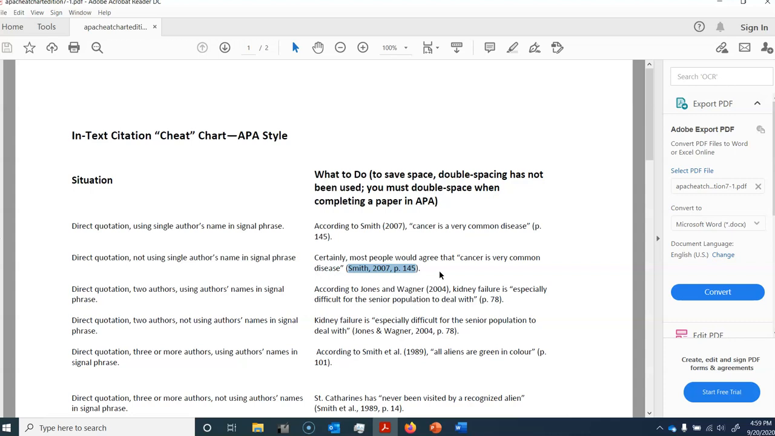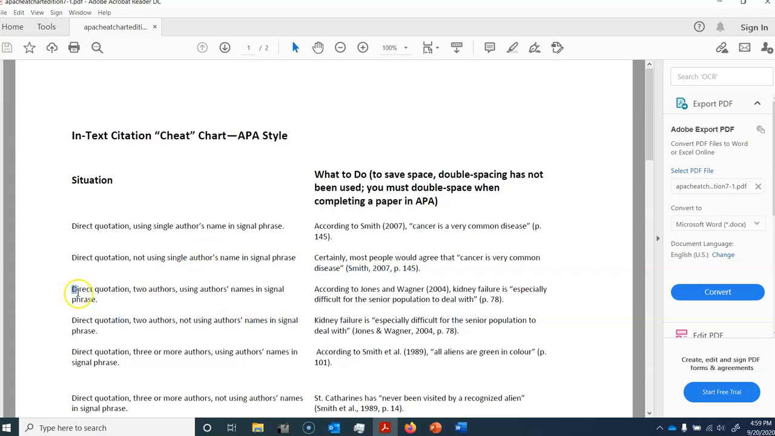Okay, that's your basic pattern. So if you're using the author's name in your sentence, you're going to put the year of publication right after the author's name, and then you're going to put the page number right after the quotation. But if you're not using the author's name in your sentence, you're going to put everything in one long big bracket at the end. Let's move on.